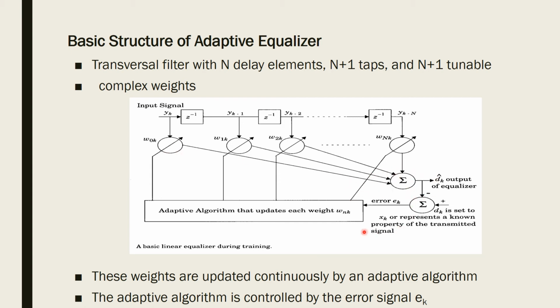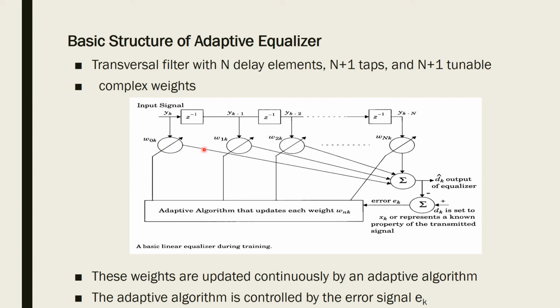So you are going to have a feedback path over here, and it is made adaptive to the incoming signal. Whatever may be the time period, it is going to be adjusted by all these tunable knobs, and you are going to get the error minimized, and your reconstructed signal will be as it was transmitted. So these weights are updated continuously by an adaptive algorithm.